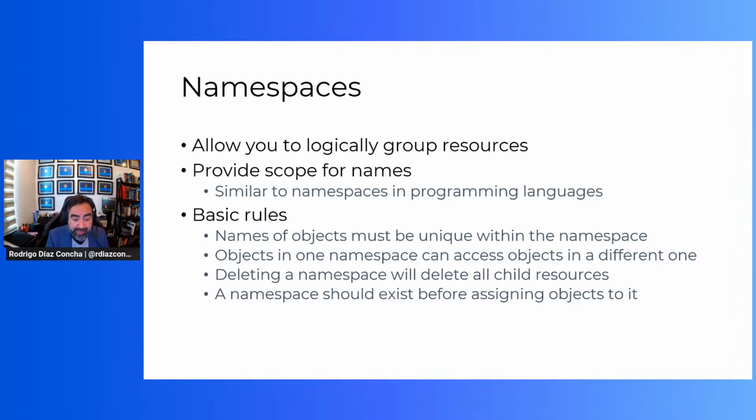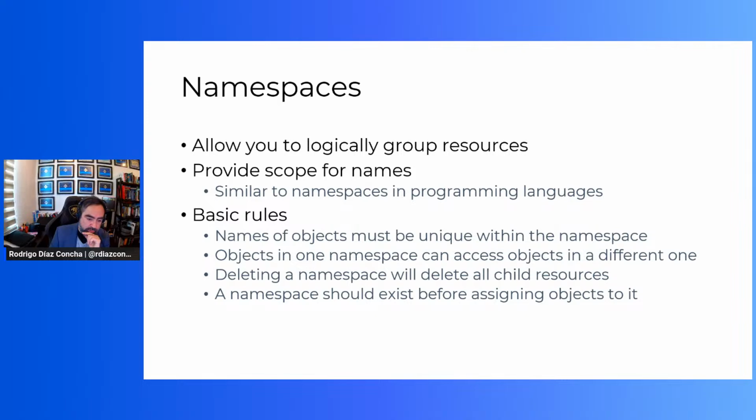Number 3, deleting a namespace will delete all child resources. I guess this comes in handy when you want to tear down an entire group of objects. You put those objects in a particular namespace, and then after you use them, you can just delete that namespace, and you're good to go, okay? And finally, a namespace should exist before assigning objects to it.